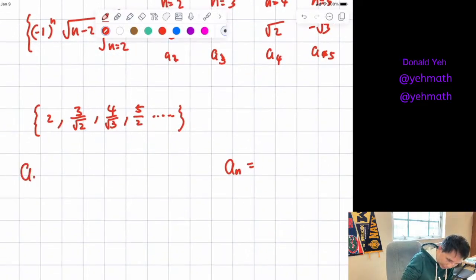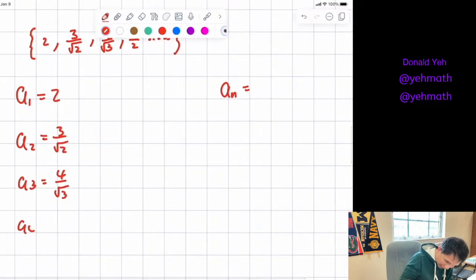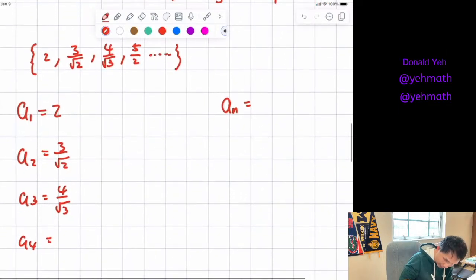So if you don't know, we're going to start with a1 is equal to 2. a2 is equal to 3 over square root 2. a3 is 4 over square root 3. a4 is going to be 5 over 2.